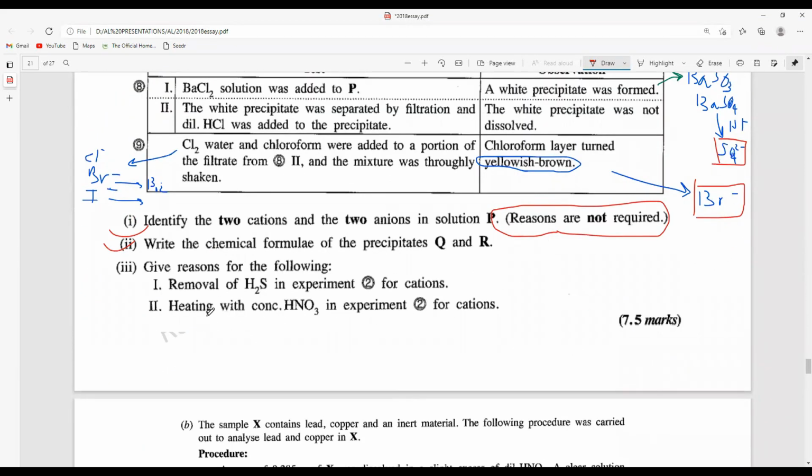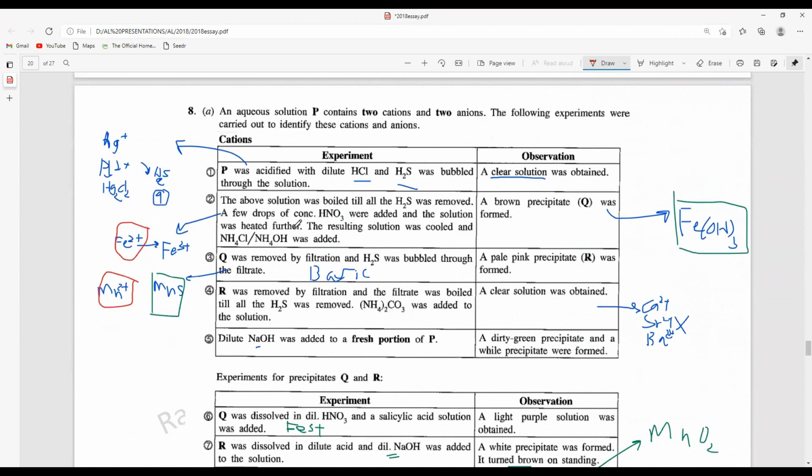And heating with conc HNO3 in experiment 2 for the cations. So what is the main reason for adding HNO3? The main reason is if you have Fe2+, you can convert that into Fe3+. Okay, that is the main reason.